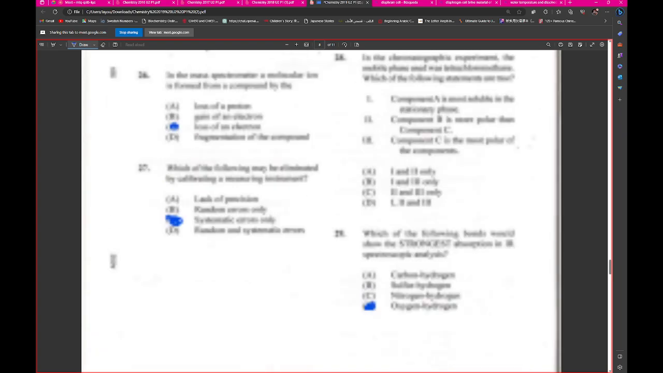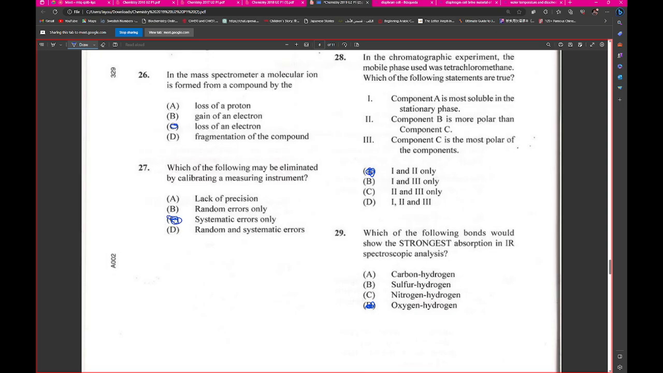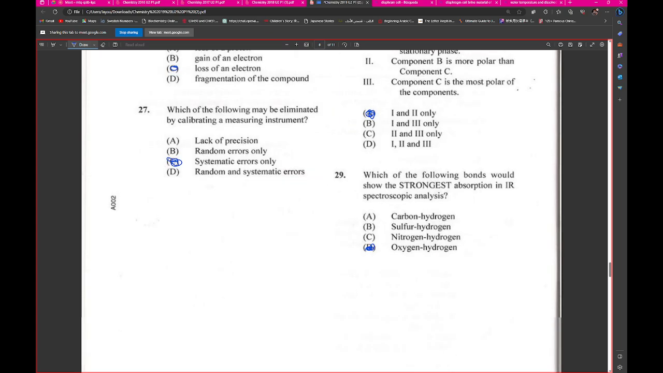Adsorption. Polarity does have to do with it, because we're saying that the mobile phase is non-polar, therefore the more polar the thing is, that would be the less the Rf value, right? And B has a smaller Rf value than C. That means that B should be more polar than C.